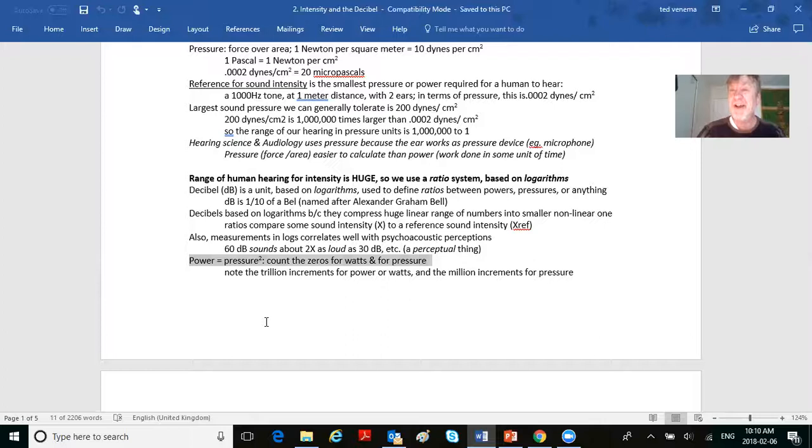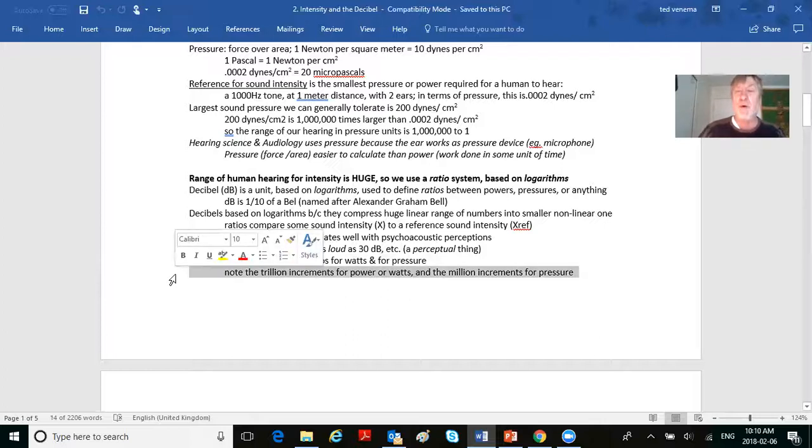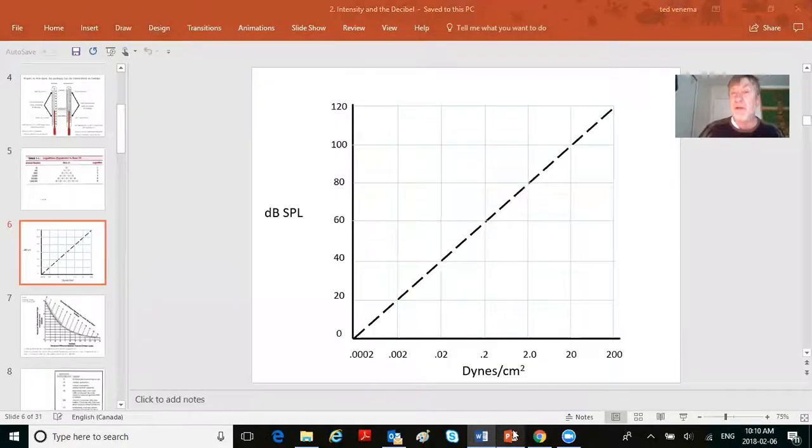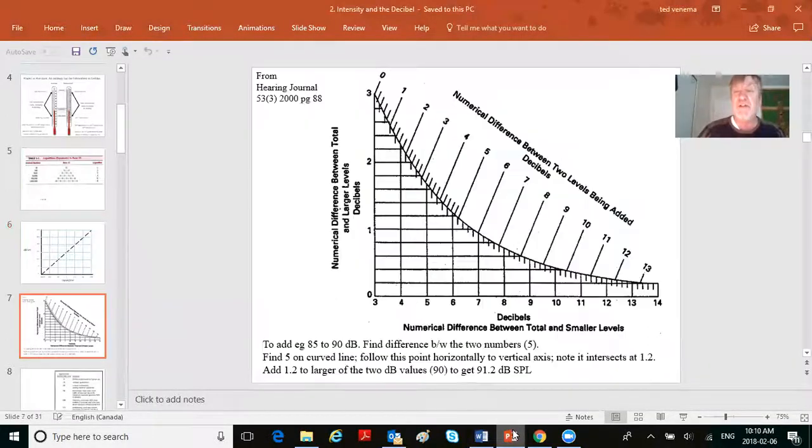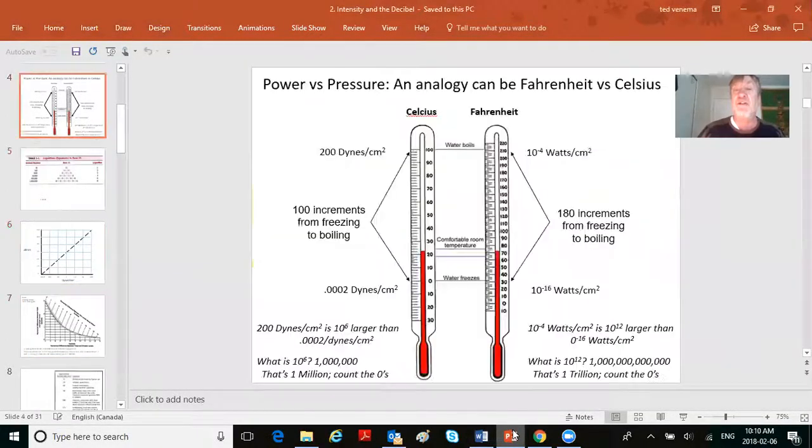1,000,000 times 1,000,000 is 1,000,000,000,000. All right, note the trillion increments for power or watts and the million increments for pressure. It's not that the range got bigger, because no, it did not. Okay, nothing got bigger about the range.